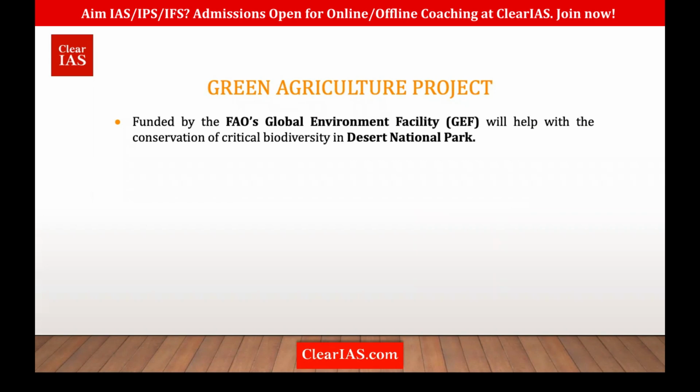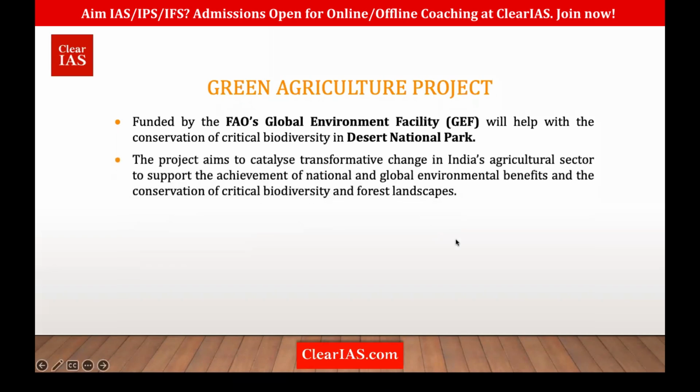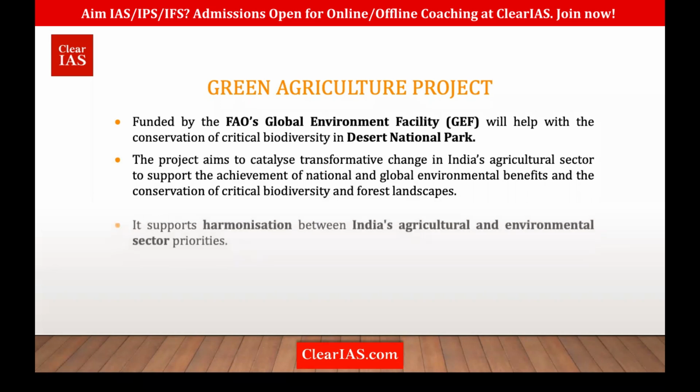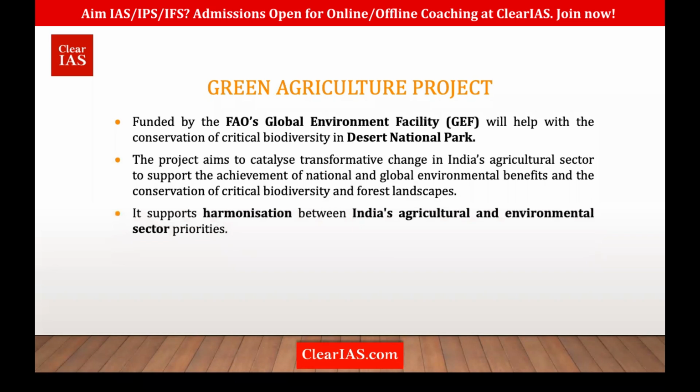So what is this Green Agriculture Project? As the name suggests, we are trying to make the agriculture in the region green, that is, we are making the agriculture environmentally sustainable. It is trying to bring a transformative change in the agriculture sector by conserving the critical biodiversity and the forest landscape in that particular region. Basically, it is trying to harmonize India's agriculture and environmental sectors, bringing in a sync between the two.